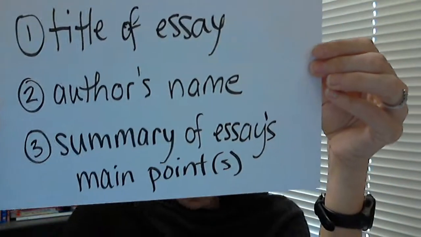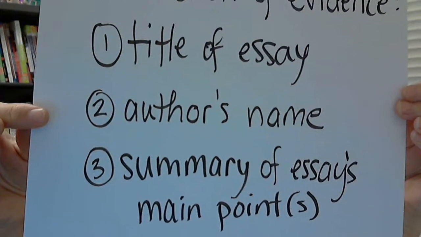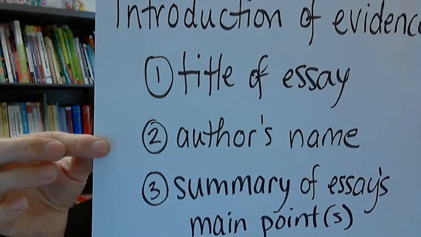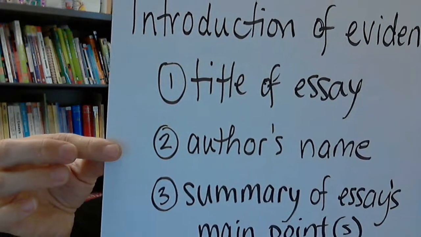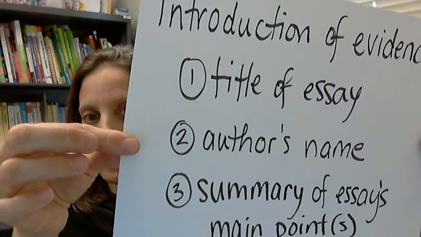Okay, so let's talk about that introduction to evidence. You have to have three things inside this introduction to evidence. And I'm going to show you my super technologically savvy and advanced sign. Are you ready? Here we go. Okay, so introduction to evidence, as I try to hold it still. You must provide the reader with three things when you introduce a quote or a paraphrase. I'm trying not to shake it, but it's hard.